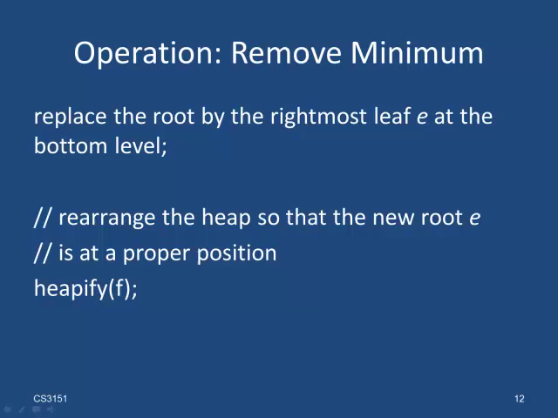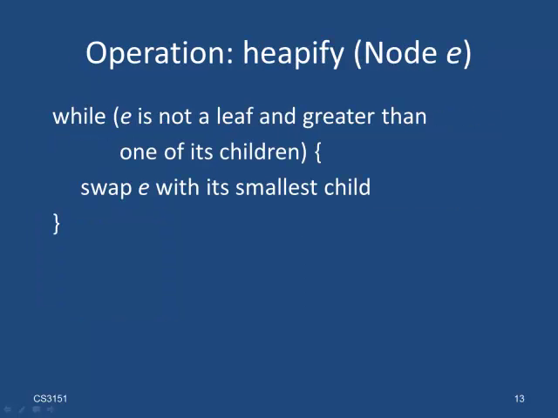In summary, the remove operation replaces the root node by its rightmost leaf at the bottom level. Let's call that leaf E. Then the new root E possibly needs to be swapped several times with its smallest child. That operation is done in the method heapify. So heapify E compares E with its smallest child. If that child is smaller than E, then the two nodes are swapped. The process continues until E becomes a leaf node or until E is less than both of its children.